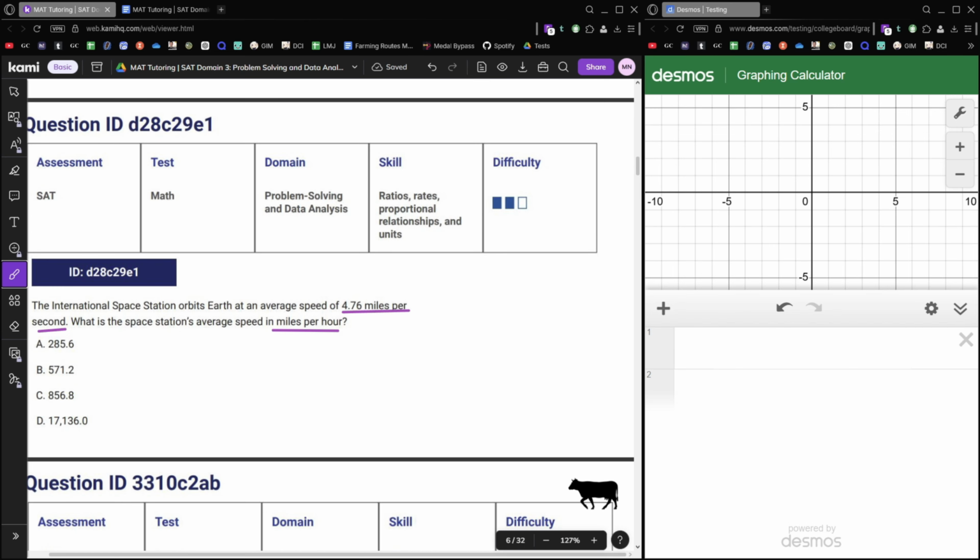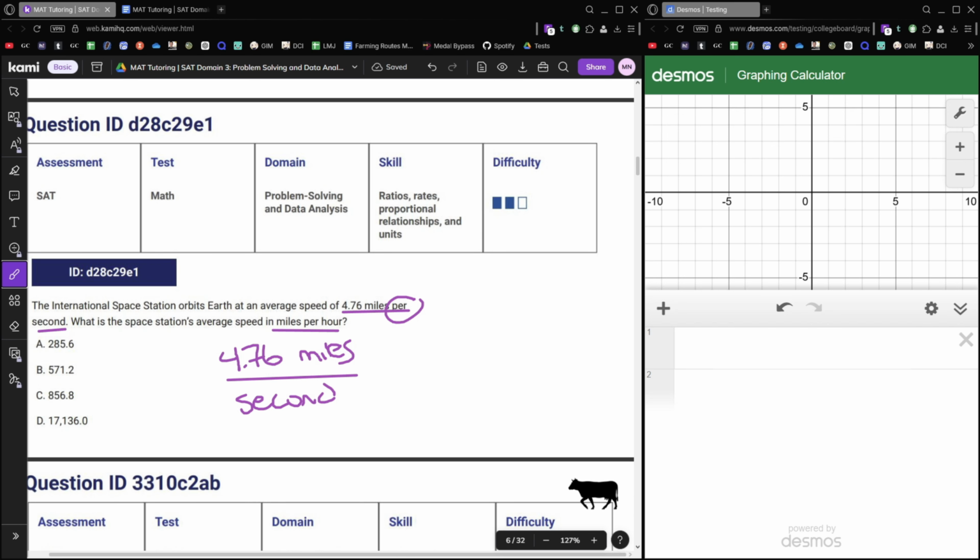First up, we want to write the number they give us as a fraction, and there is an easy way to do this. The word per means you're dividing. So here we have 4.76 miles, we would put that as the numerator. And then we have the word per, that would be our division sign. And then second would be on the bottom. So 4.76 miles per second would be the same as 4.76 miles divided by technically 1 second.